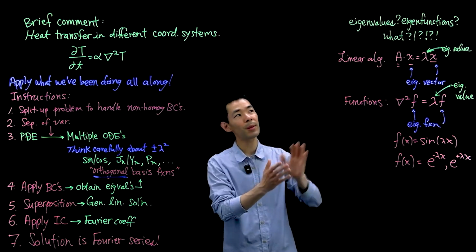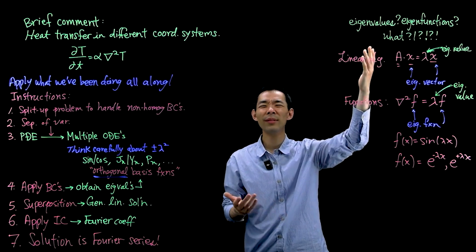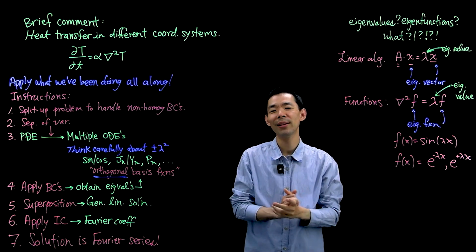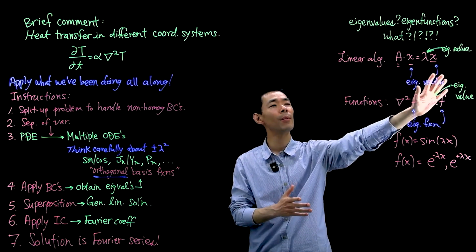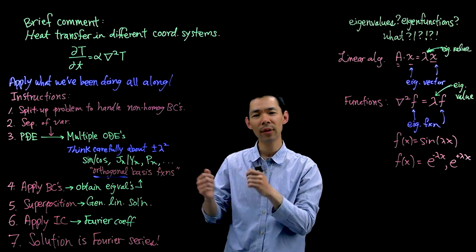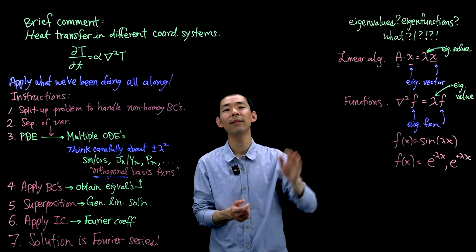So hopefully that clears up some questions about eigenfunctions, eigenvalues, what the heck is going on? So hopefully this mapping to what you've already seen before with linear algebra helps a little bit with understanding what we're saying with orthogonal basis functions and eigenfunctions, eigenvalues.